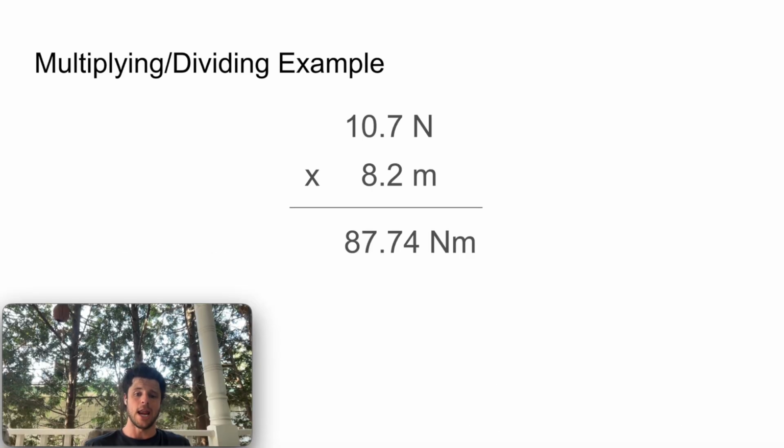All right, so let's work an example here. We've got two different measurements: 10.7 newtons, which is a measurement of force, so how much two things are pushing on one another. We're obviously going to explore force as we move forward in our study of physics. That's times 8.2 meters, which is a measurement of distance or of length. So we've got 10.7 newtons times 8.2 meters.